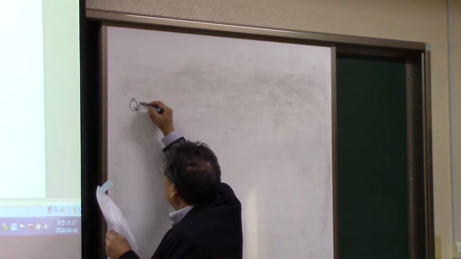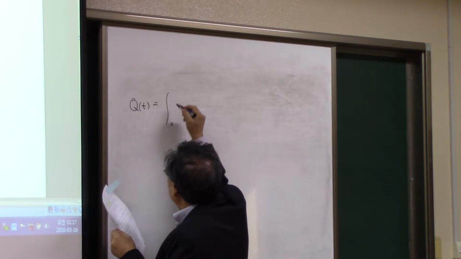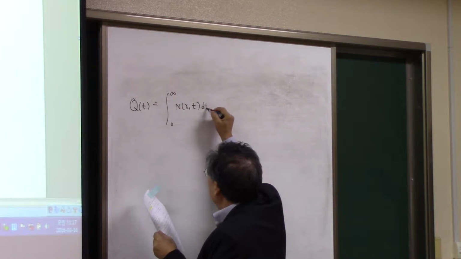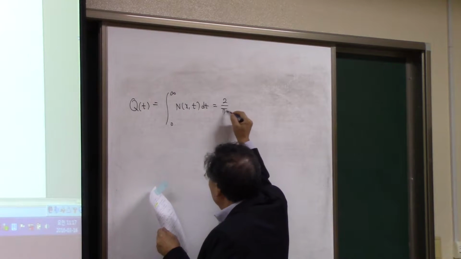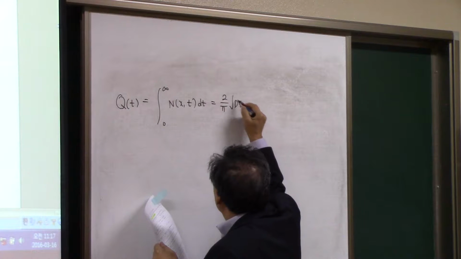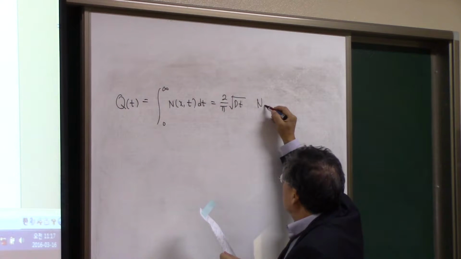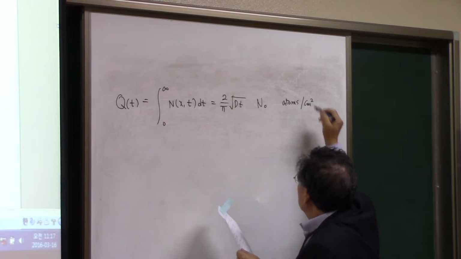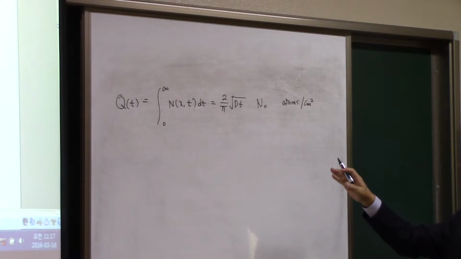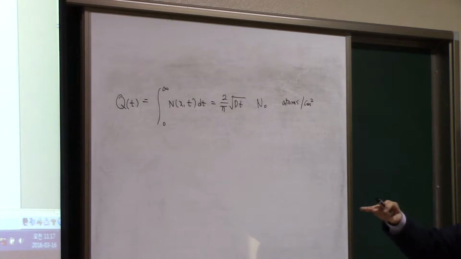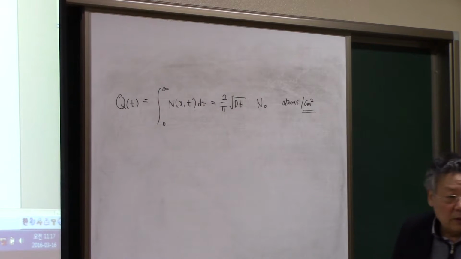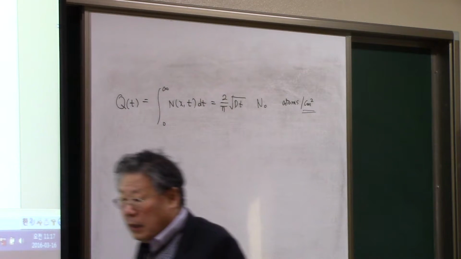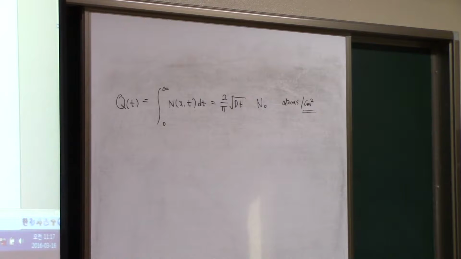Q(T) is equal to the integral from 0 to t of the flux, and that is 2 over root pi times root Dt, times n naught, in atoms per square centimeter. Because most of the dopant is concentrated at the surface, we are going to use square centimeter instead of centimeter cube.